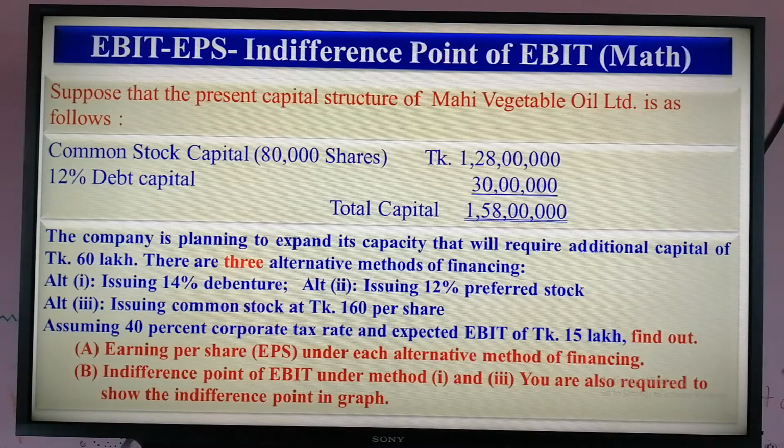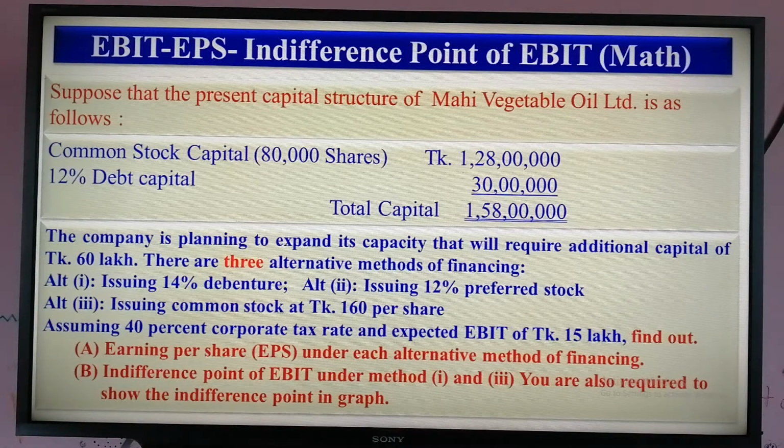Look, the company is planning to expand its capacity that will require additional capital of taka 60 lakh. There are three alternative methods of financing. My dear student, look, 3 is in red color because I sent you a PDF file where it was 4. Correct it, make the correction. Now alternative 1, issuing 14% debenture. Alternative 2, issuing 12% preferred stock. Alternative 3, issuing common stock at taka 160 per share.